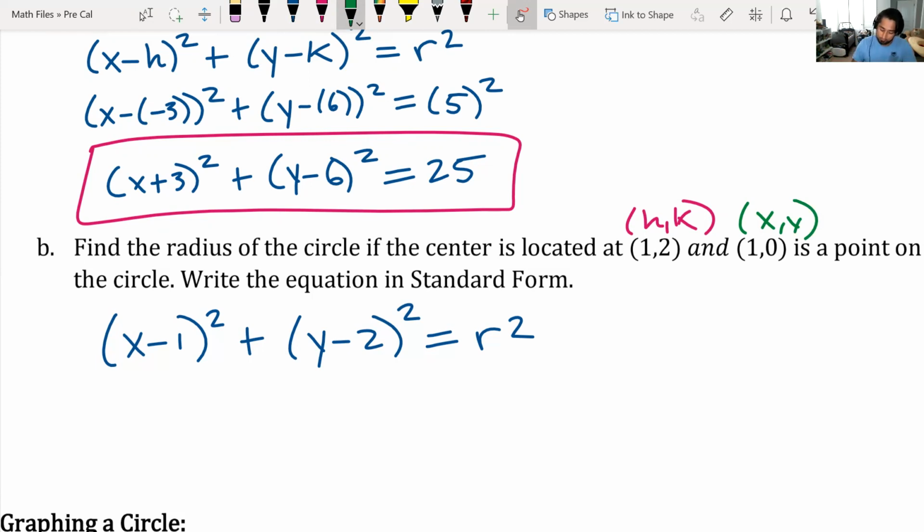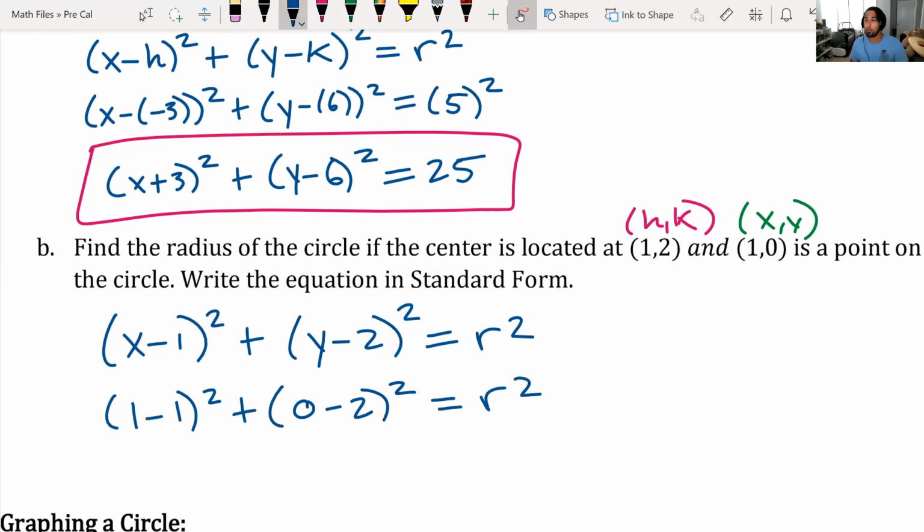That's it. So you would have 1 minus 1 squared plus 0 minus 2 squared equal to r squared. Solve it. That is 0 plus negative 2 squared equal to r squared.